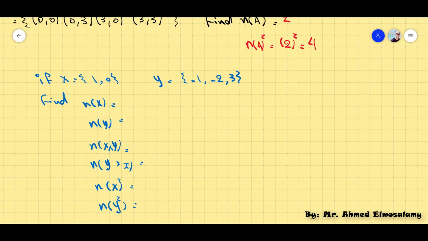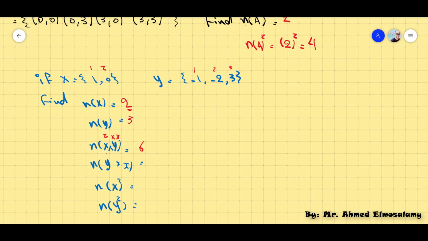Try to solve n of x. What's the meaning of n of x? That means how many elements inside x? Count: 1, 2. So n of x equals 2. n of y, how many elements? 1, 2, 3. So n of y equals 3. Then n of x product y. How many elements inside x? 2. How many elements inside y? 3. So it will be equal 2 times 3, which is 6.